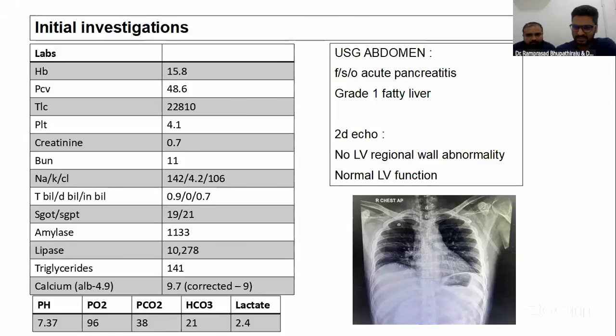Official 2D echo was done that showed no regional wall motion abnormality, normal LV function. ECG was fine, ma'am, with no ST-T changes, normal sinus rhythm. USG abdomen was done, which showed features of acute pancreatitis with grade 1 fatty liver, ma'am. And ABG was done, which showed lactate of 2.4, pH of 7.37.